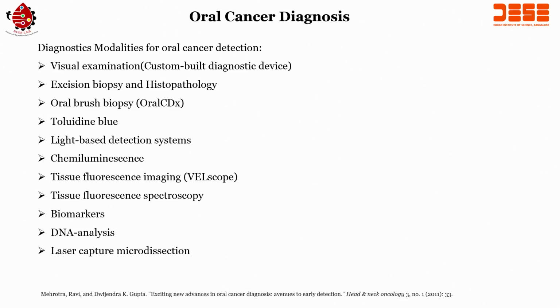There can be excision biopsy and histopathology, that we know. Oral brush biopsy we have seen. There can be toluidine blue, there is another method of doing it, light based detection systems, chemiluminescence, tissue fluorescence imaging, which is a Wellscope, tissue fluorescence spectroscopy, there are biomarkers, DNA analysis, laser capture microdissection. So, a lot of existing systems are there, and what we have focused on right now is the image analysis technique, which is your biopsy and histopathology. In particular, we are talking about the oral brush biopsy, where we are talking about cytopathology.